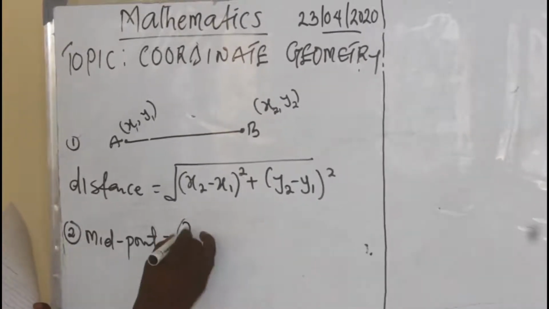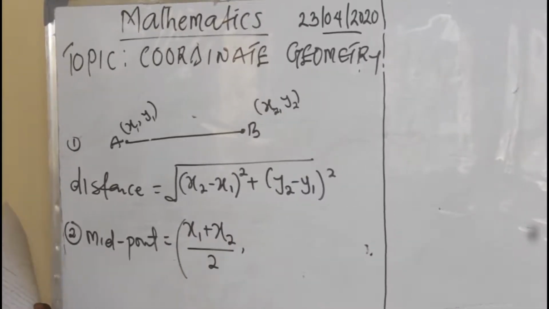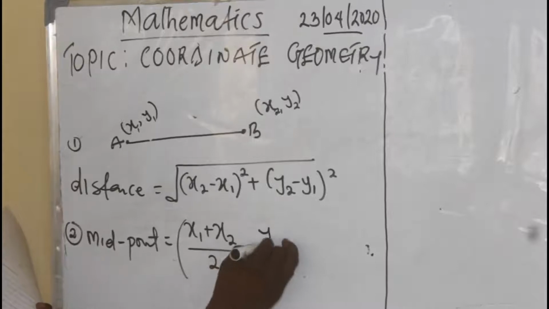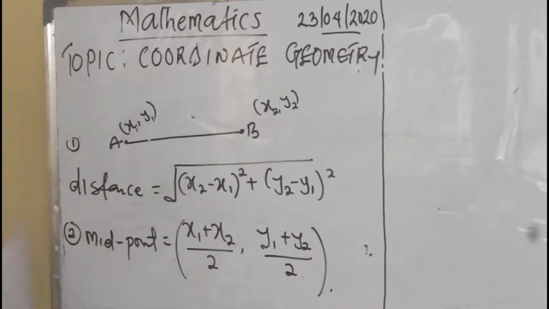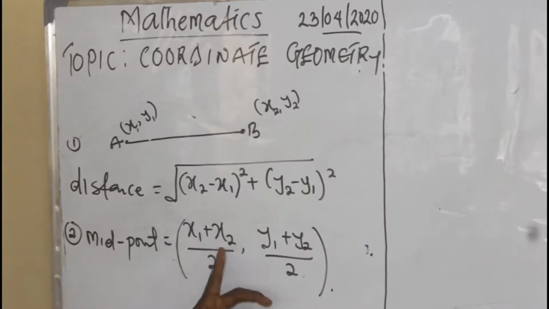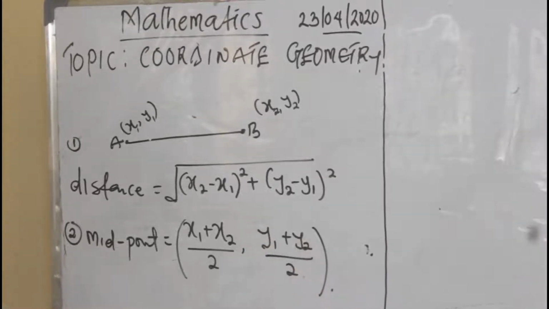The midpoint is x1 plus x2 over 2, comma, then y1 plus y2 over 2. Do you see what I put? This is the formula we use in calculating the midpoint: x1 plus x2 over 2, comma, y1 plus y2 over 2.